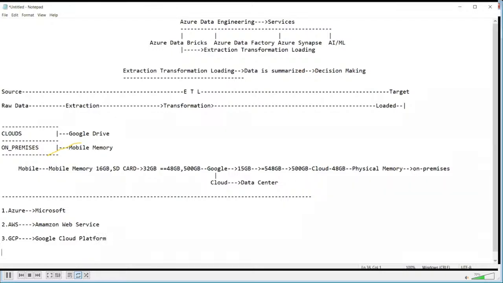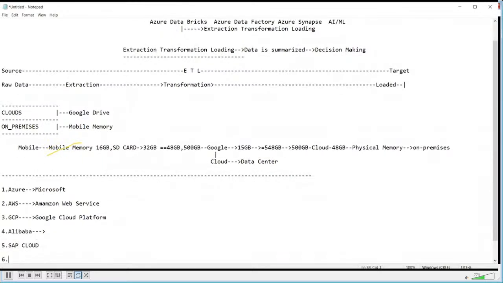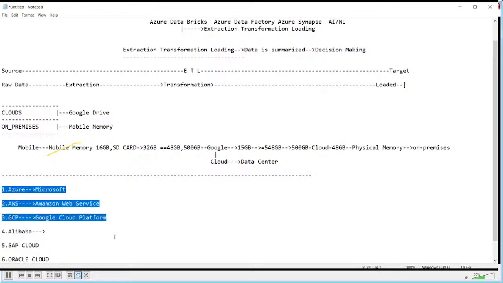Then we have Alibaba, a China-based cloud provider. Then we have SAP Cloud, and likewise Oracle Cloud, et cetera. These are all cloud providers, but the first three are the market leaders, and number one in providing cloud services is Azure.